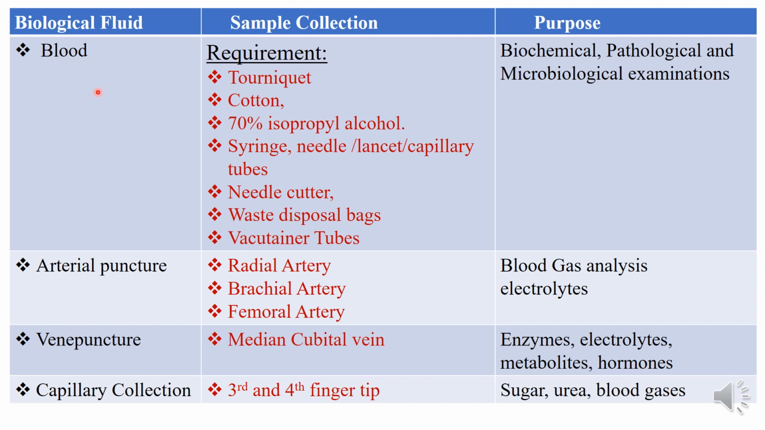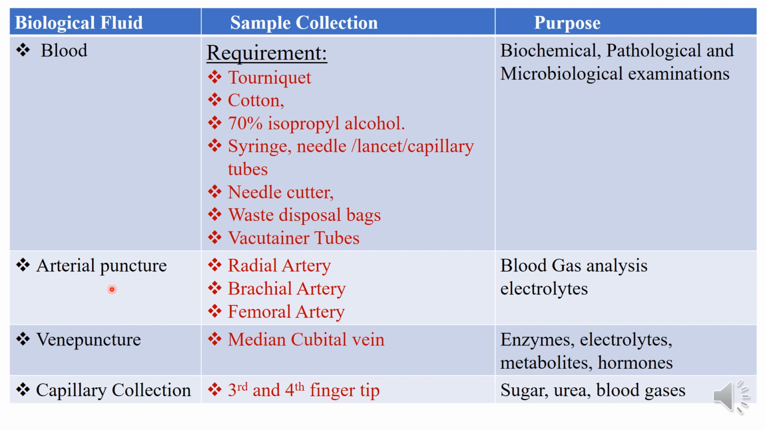Now generally we need blood samples for various biochemical, pathological and microbiological examinations. So there are different types of blood sample collections depending upon the site of collection. So let us discuss the various types. So we begin from the arterial puncture.